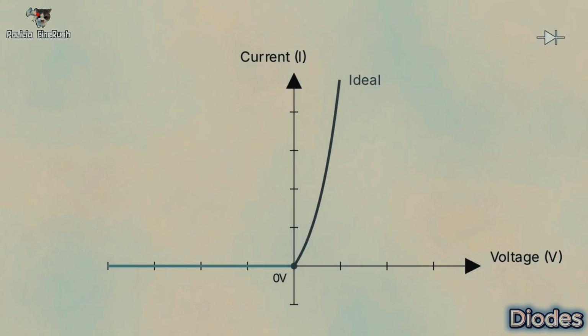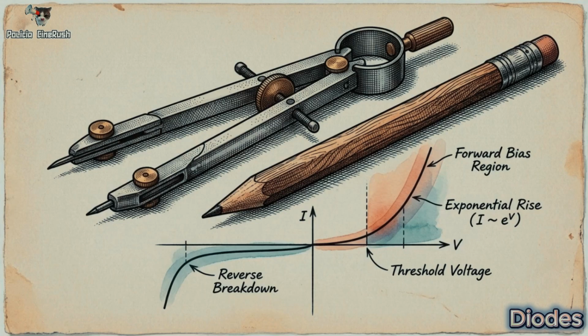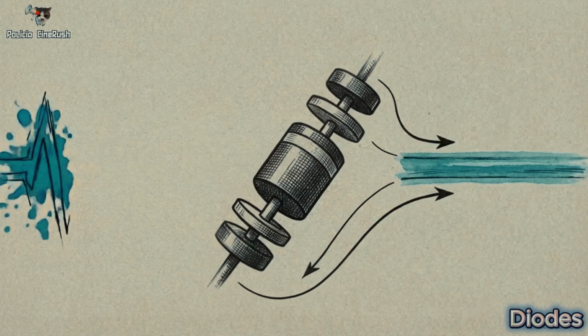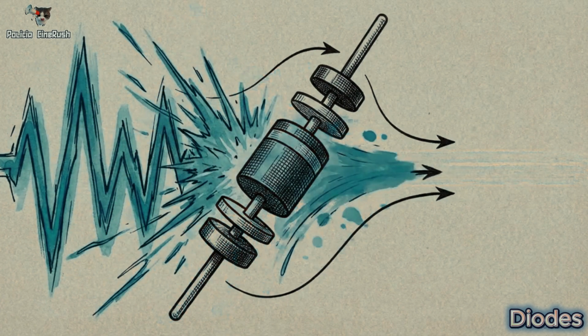An ideal, perfectly magical valve would open the second any forward pressure was applied. But on this chart, you'll notice the practical reality. The curve doesn't actually start rising until it hits exactly 0.7 volts. That is called the barrier potential. It is a tiny electrical toll you have to pay just to compress that internal spring and force the diode open. By relying on this extremely predictable one-way behavior, engineers can use diodes as physical tools to sculpt raw electrical waves into exactly the shapes we need.